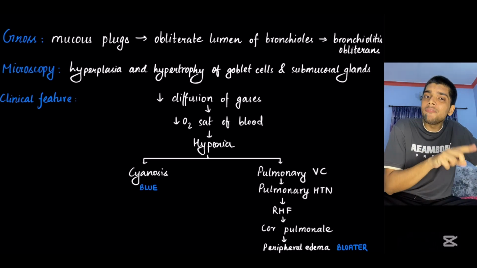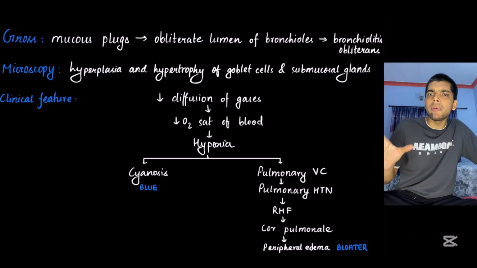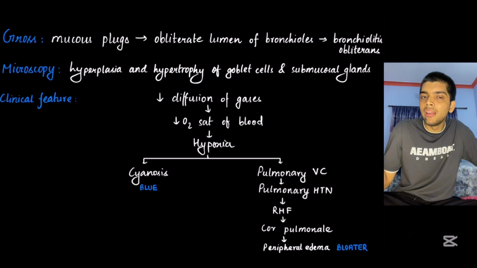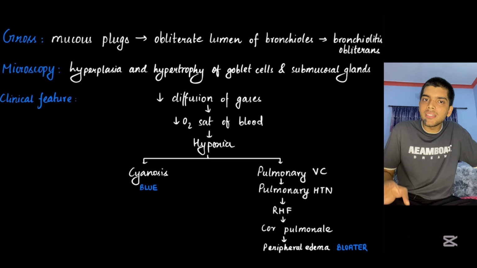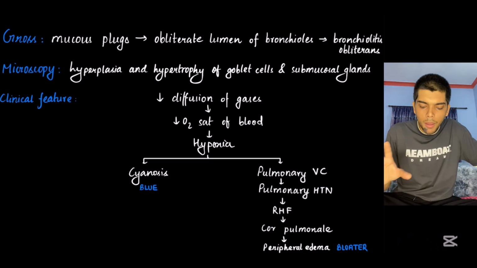And in case of emphysema, the typical feature of the patient is pink puffer. And in case of chronic bronchitis, the typical feature of the patient is blue bloater.